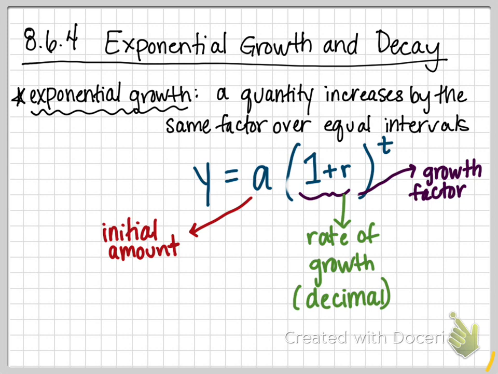So 1 plus R is the rate or growth factor? The growth factor is 1 plus R. R is just the rate of growth. Okay?